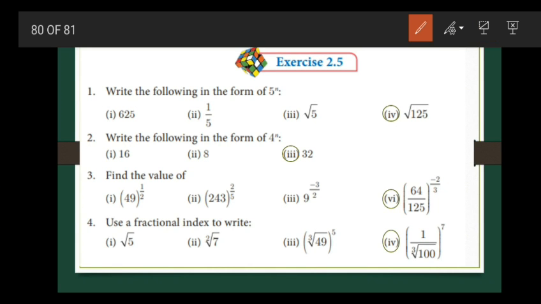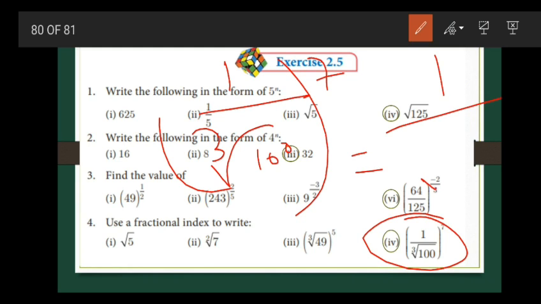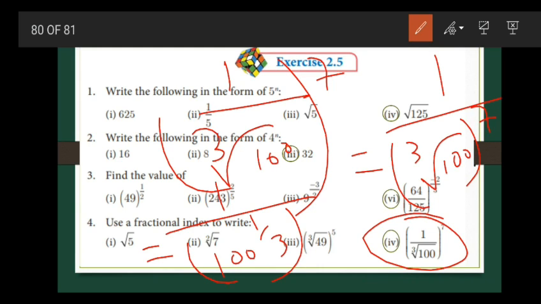Wait, I will do it one more time here only. So we have to find out 1 by cube root of 100 to the power 7. This is equal to 1 by cube root of 100 to the power 7, which is nothing but 1 by 100 to the power 1 by 3 to the power 7. So this is equal to 1 by 100 to the power 7 by 3. Then if you take this to the upper side, you will get 100 to the power minus 7 by 3. That will be the fractional index notation.